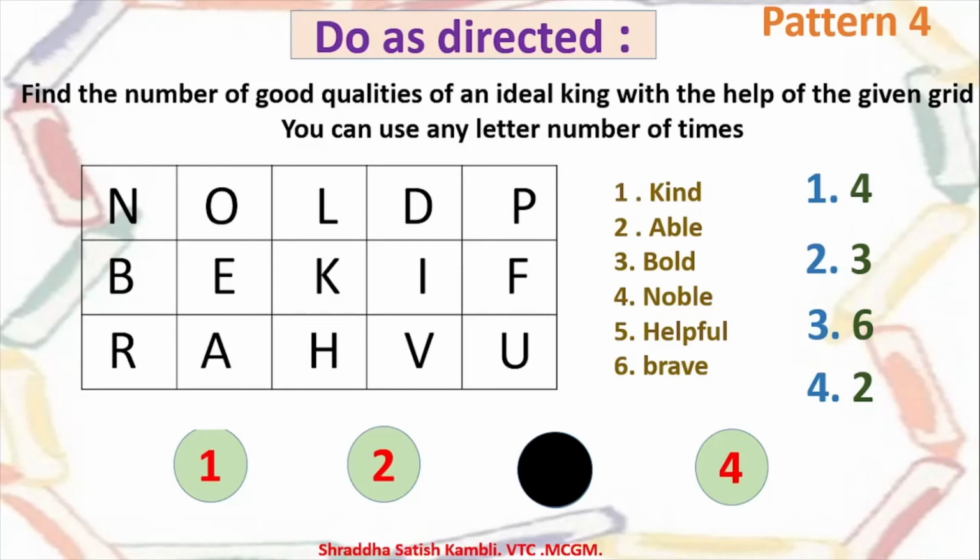So where is kind? Let's see where kind is. So here you have K, I, N and D, kind. But see, is it in any order? Is it in any particular order? No, it is a random order. The placement of the letters is random.